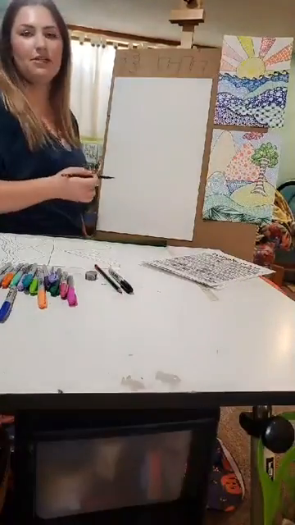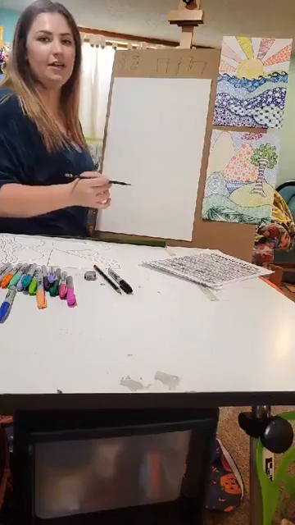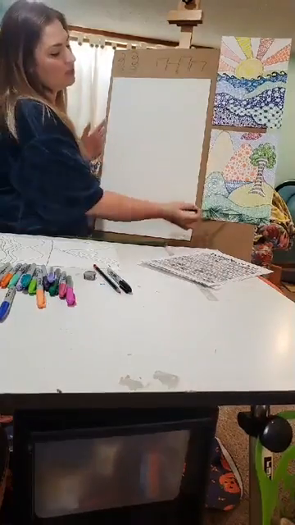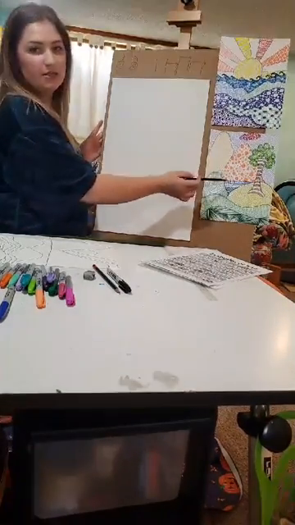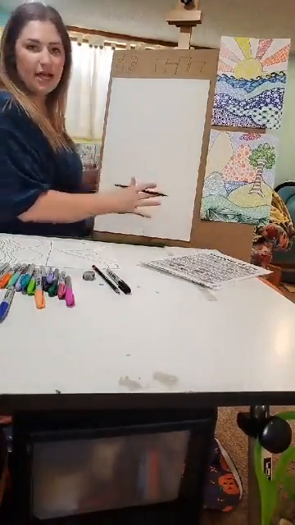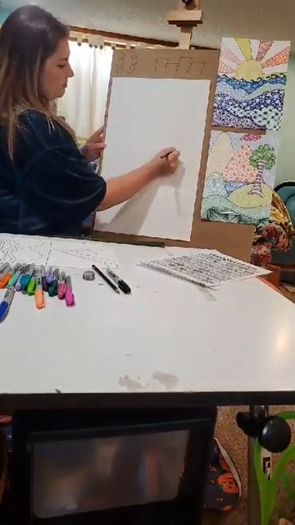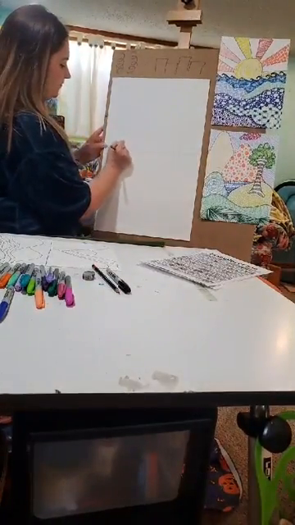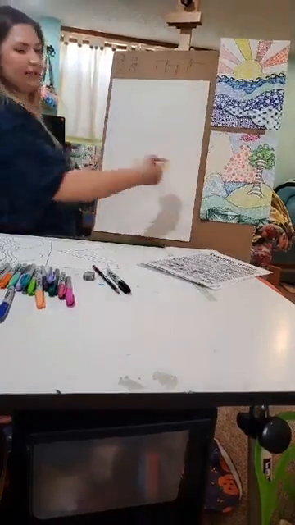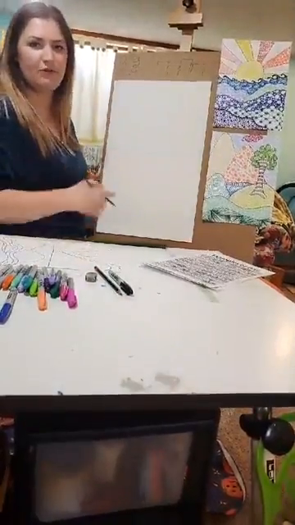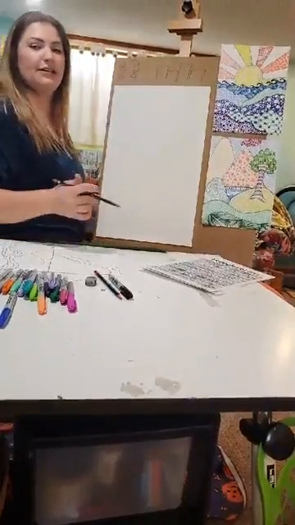The first thing that we need to do is draw a horizon line. A horizon line is where the ground and the sky meet. And it's usually about the center of the paper. So I'm going to take my pencil and draw my horizon line in about the center. It doesn't have to be a perfect straight line because there are no straight lines in nature.